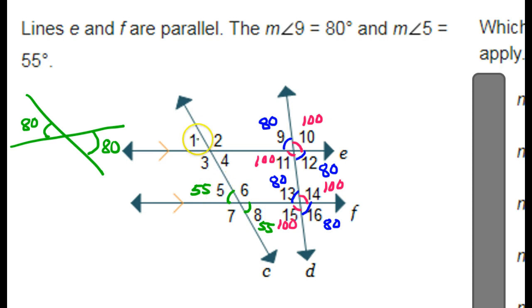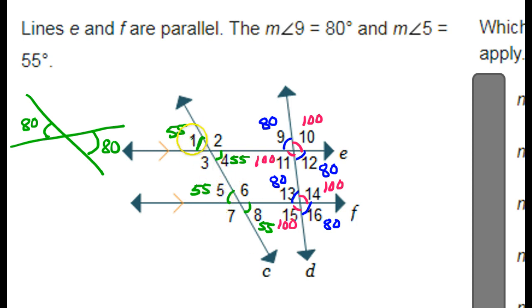Now, angle 5 and angle 1 are corresponding angles. See how they are both in the upper left hand corner? All right, this is in the upper left, this is in the upper left. So these are going to be the same. They're called corresponding angles. So this is 55. And then these are vertical angles, the 1 and the 4. So this is 55. So anytime they give you one angle, they are really giving you 4 angles.